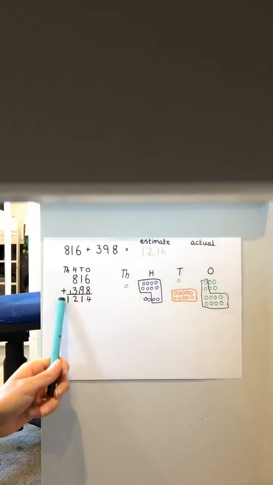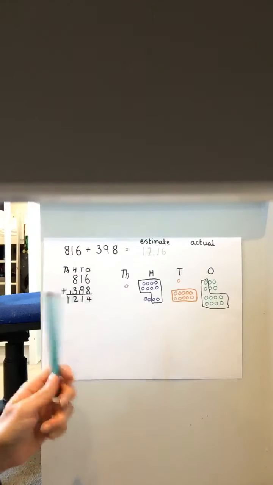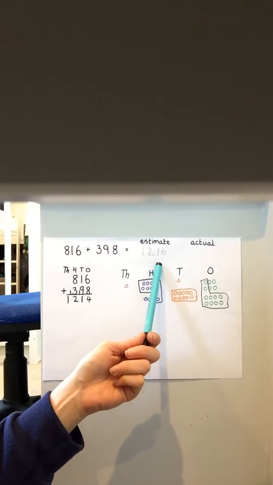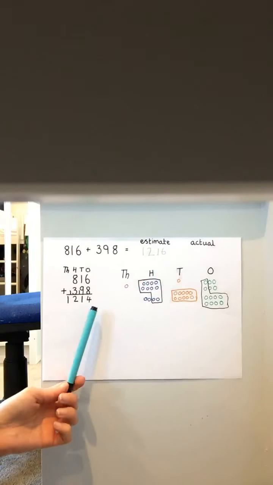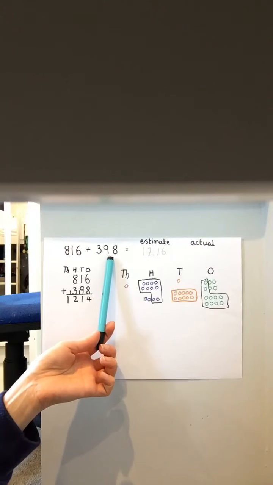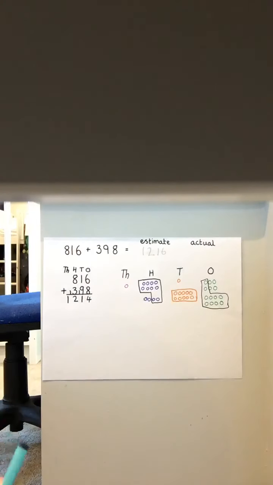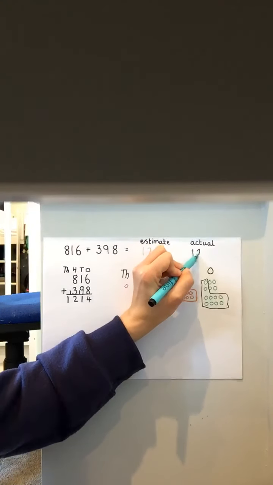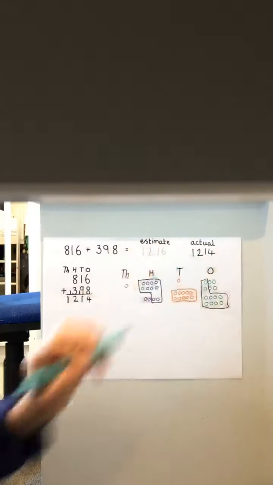So my answer is 1,214. I know that's correct because it matches with my estimate. It's only 2 less than my estimate, and because I added on 2 to get to 400, then that's right. So my actual answer is 1,214.